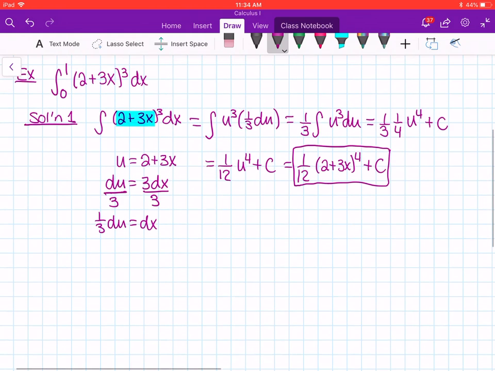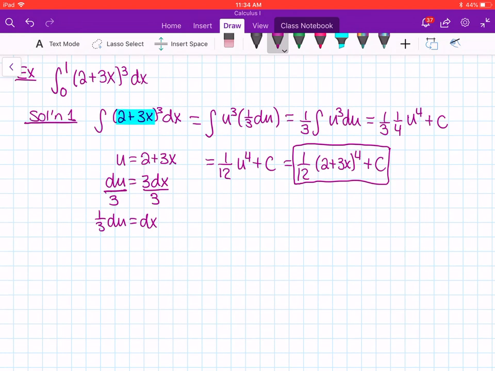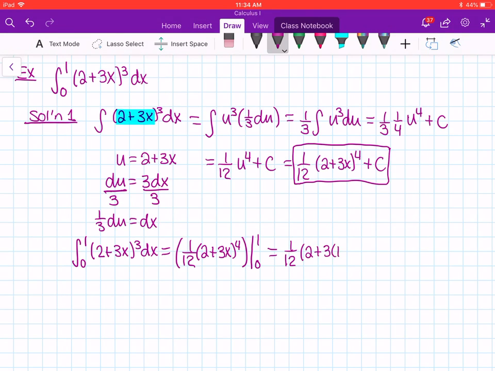Now we have to continue on, remember, because we had limits on our integral. So here's our original integral. We just found the antiderivative, and we know that, using the fundamental theorem of calculus, it is 1/12 times (2 plus 3x) to the 4th, and then we have to evaluate it from 0 to 1. So we substitute in 1 first, and then subtract when we substitute in 0.